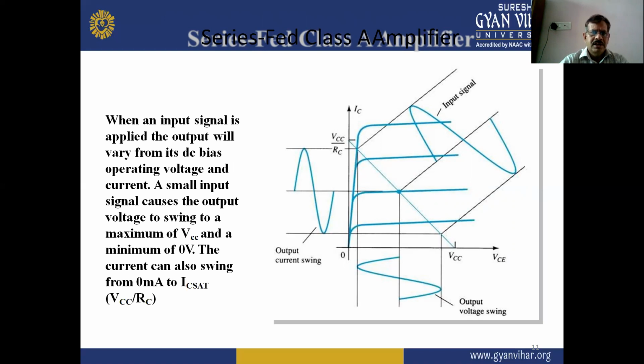Next, in this circuit diagram, when an input signal is applied, the output will vary from its DC bias operating voltage and current. We can also see this in this figure. A small input signal causes the output voltage to swing to a maximum of VCC and a minimum of 0 volt. The current can also swing between 0 milliampere to IC saturate, so VCC upon RC.